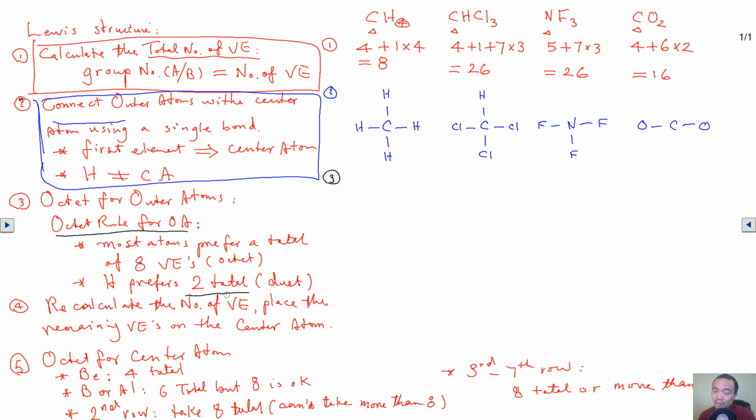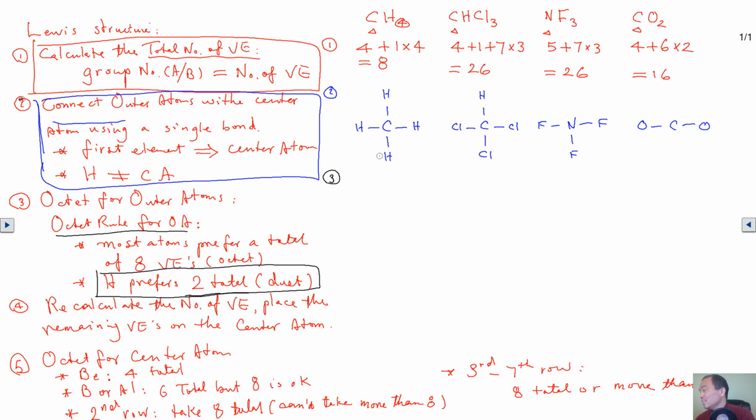Do remember, when we look at outer atoms, we only focus on outer atoms, which means the bonds connected to those atoms. Do remember, 1 single bond contains 2 electrons. So after step 2, all outer atoms, no matter which one you're looking at, they all have 2 total electrons. But hydrogen prefers 2 total. So for step 3, you actually do nothing.